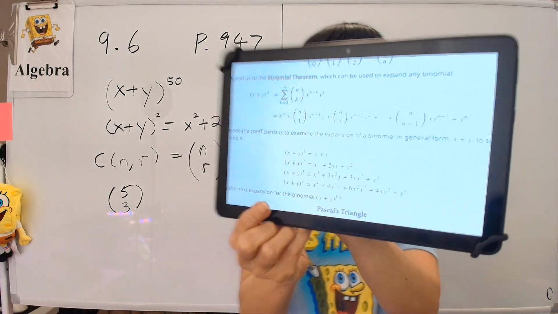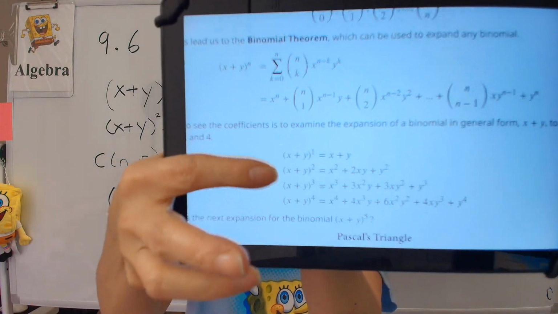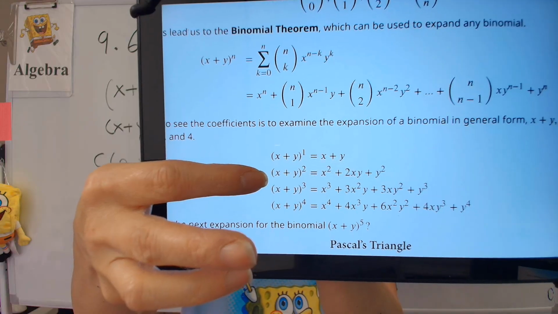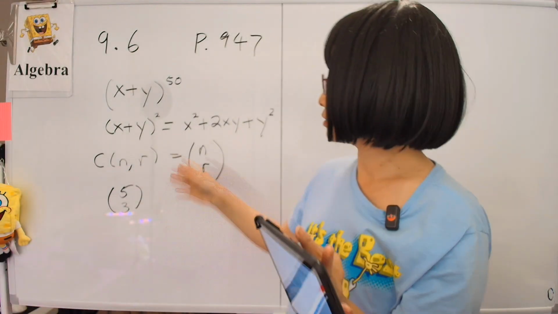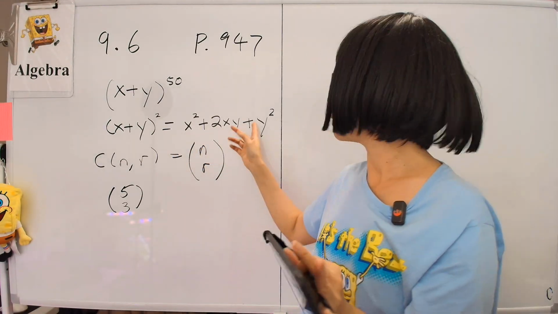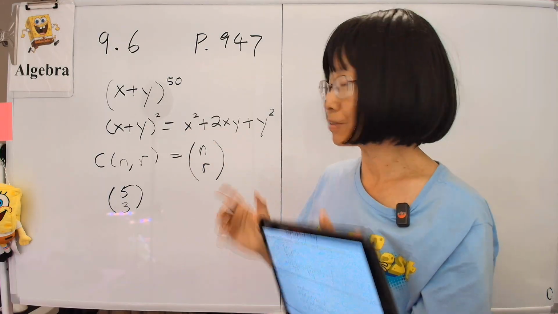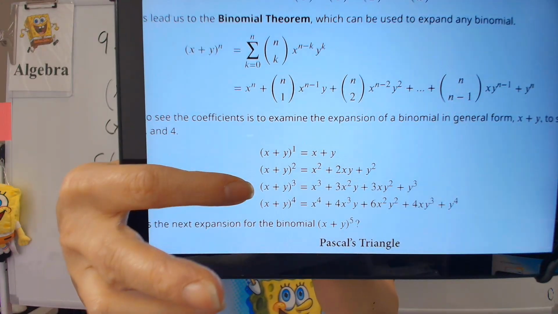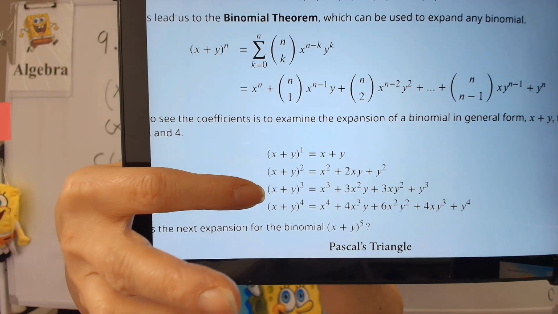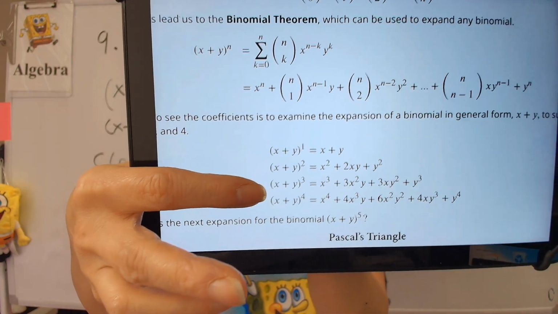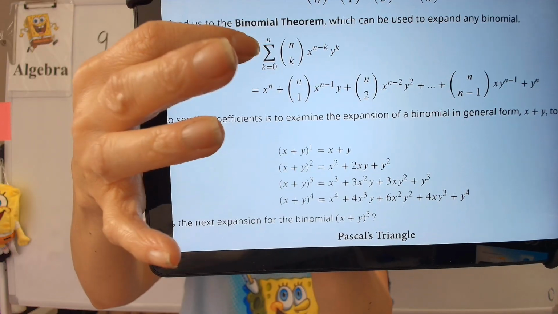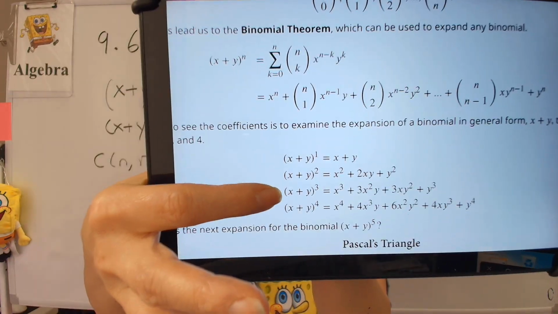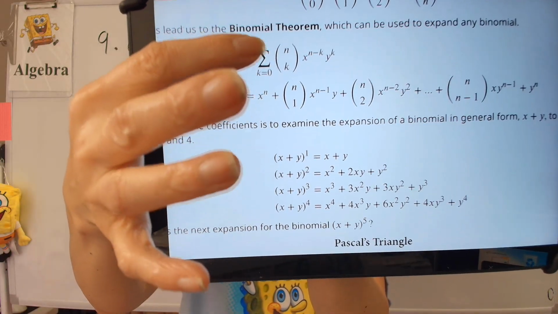For example, let's look at the second one, x plus y squared, which multiplies out, as I've shown here, to x squared plus 2xy plus y squared. We're fairly familiar with that because we've done it quite a number of times. And then x plus y to the power 3 is x cubed plus 3x squared y, and so on. That is all represented in this formula. In the third power, n will be equal to 3.